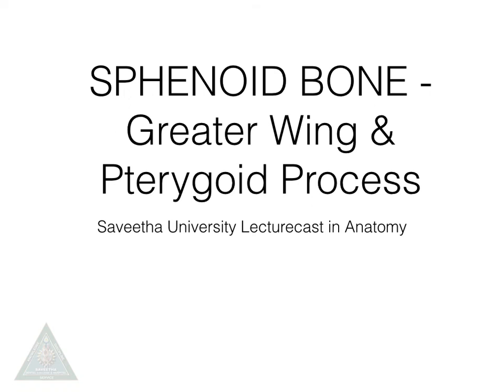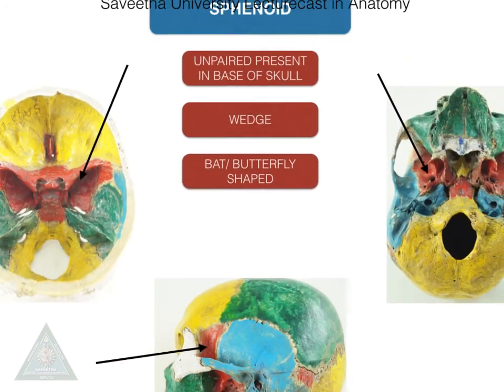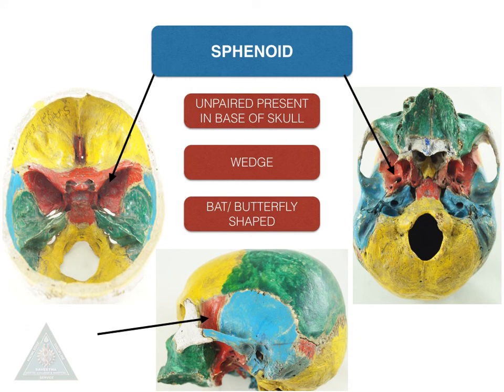We're going to learn about the greater wing and the pterygoid process of the sphenoid bone. The sphenoid bone is an unpaired, irregular pneumatic bone present at the base of skull. As you can see in the picture, it's wedged between the various bones of the base of skull. It is either bat or butterfly in shape.